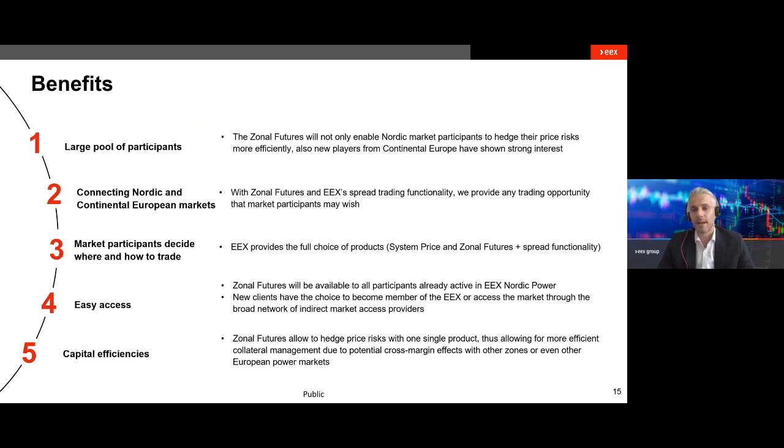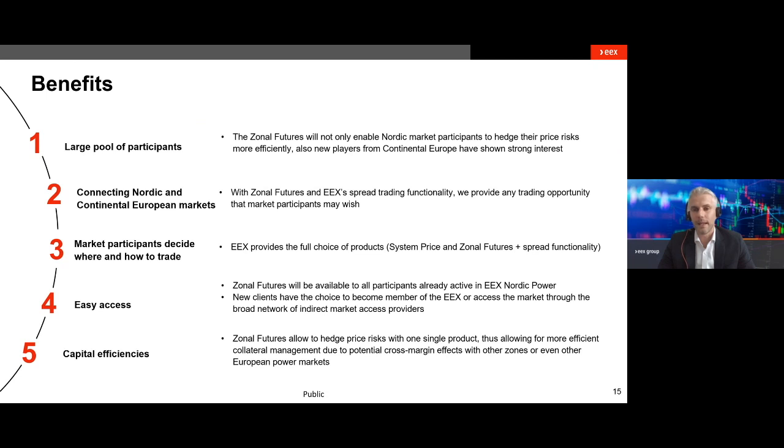As Tim just explained, it will be easy to access these new products. Anyone who is already active in EEX Nordic Power will be able to trade Nordic zonal futures from day one. New clients, as Tim just explained, have the choice to either become member of the EEX or to access the market through a broad network of our indirect market access providers.